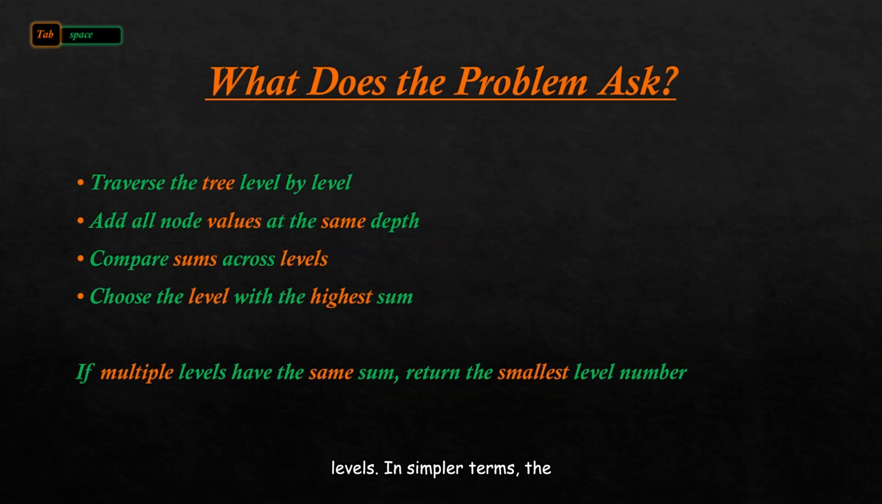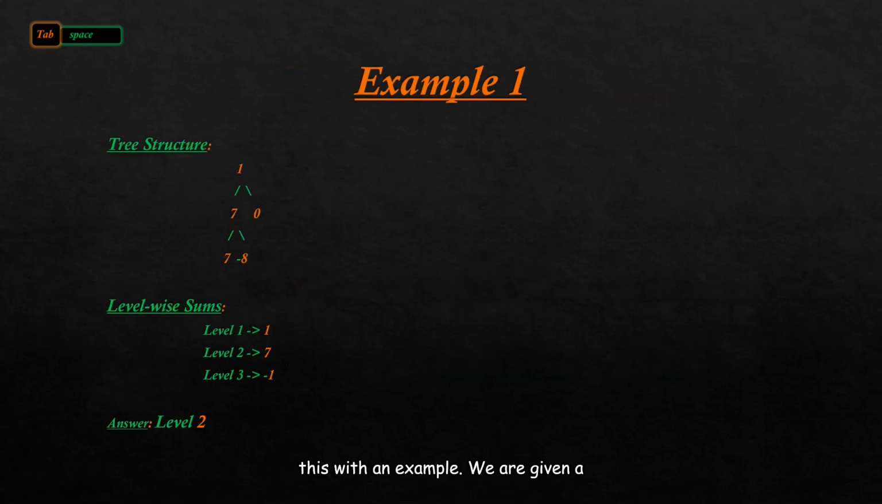In simpler terms, the problem asks us to traverse the tree level by level, add up the values of all nodes that appear at the same depth, compare these sums across all levels, and finally identify the level with the largest sum. If more than one level has the same maximum sum, we must return the smallest level number, making the ordering important. Let us understand this with an example.